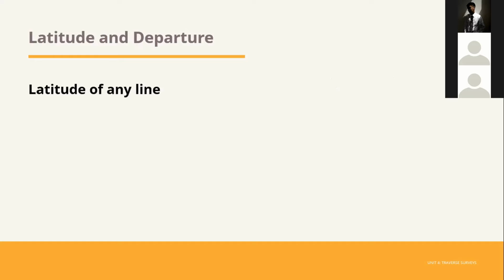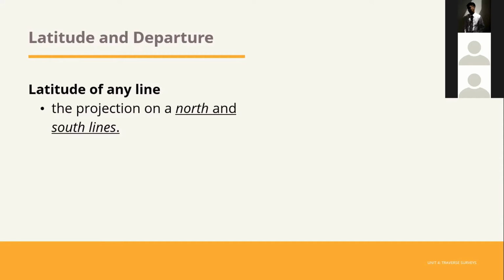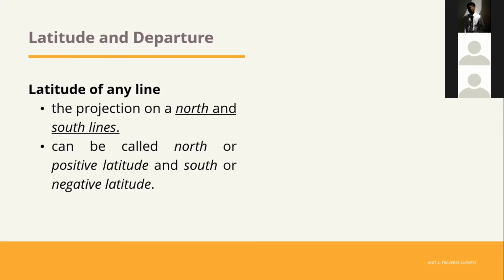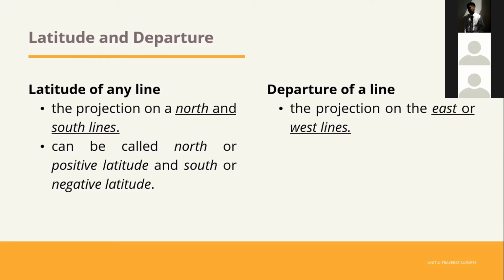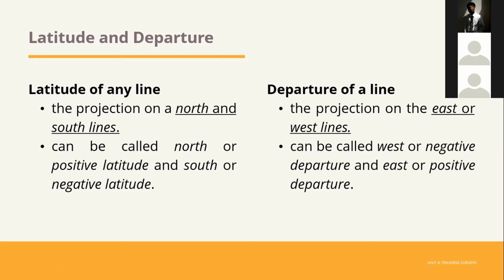So, latitude of any line is the projection on the north and south lines. It can be called north or positive latitude and south or negative latitude. The departure also is the projection on the east or west lines, and it can also be called west or negative departure and east or positive departure.